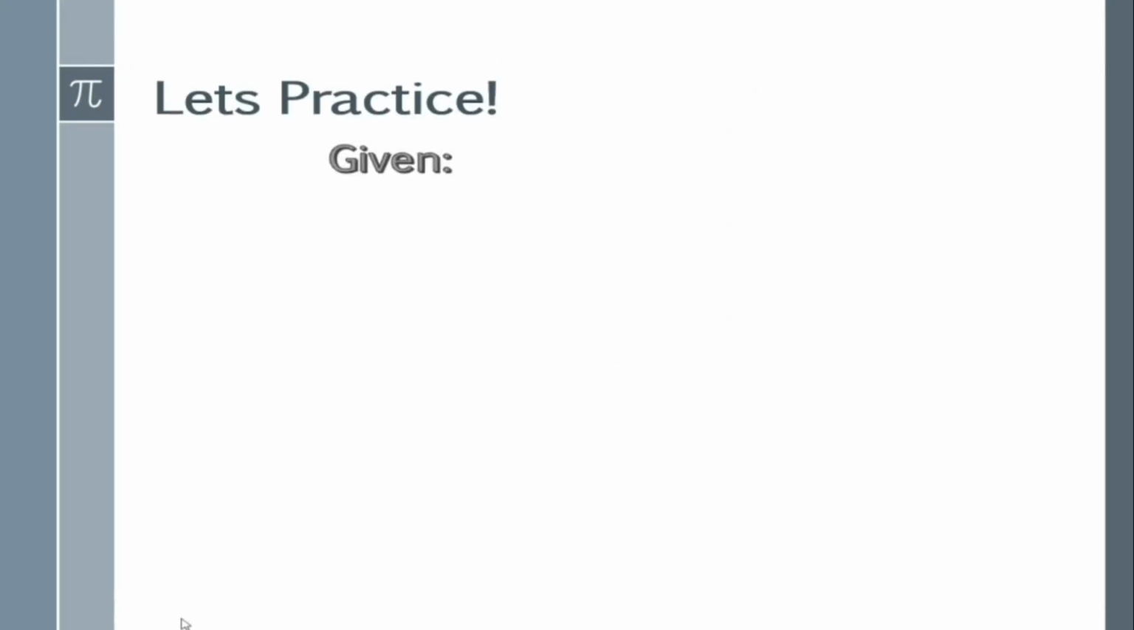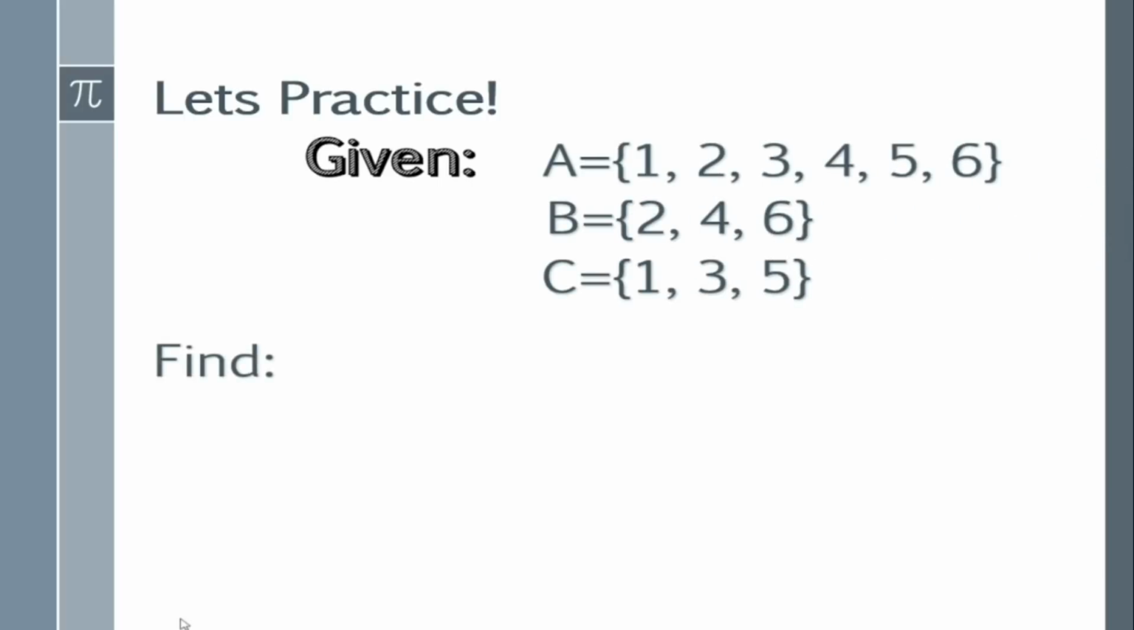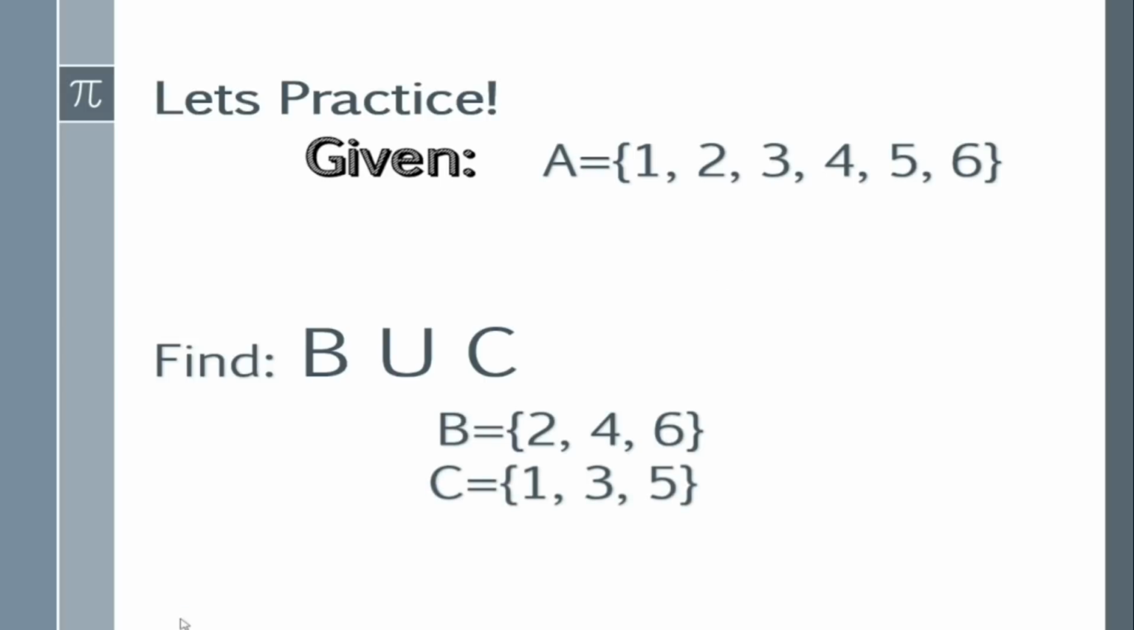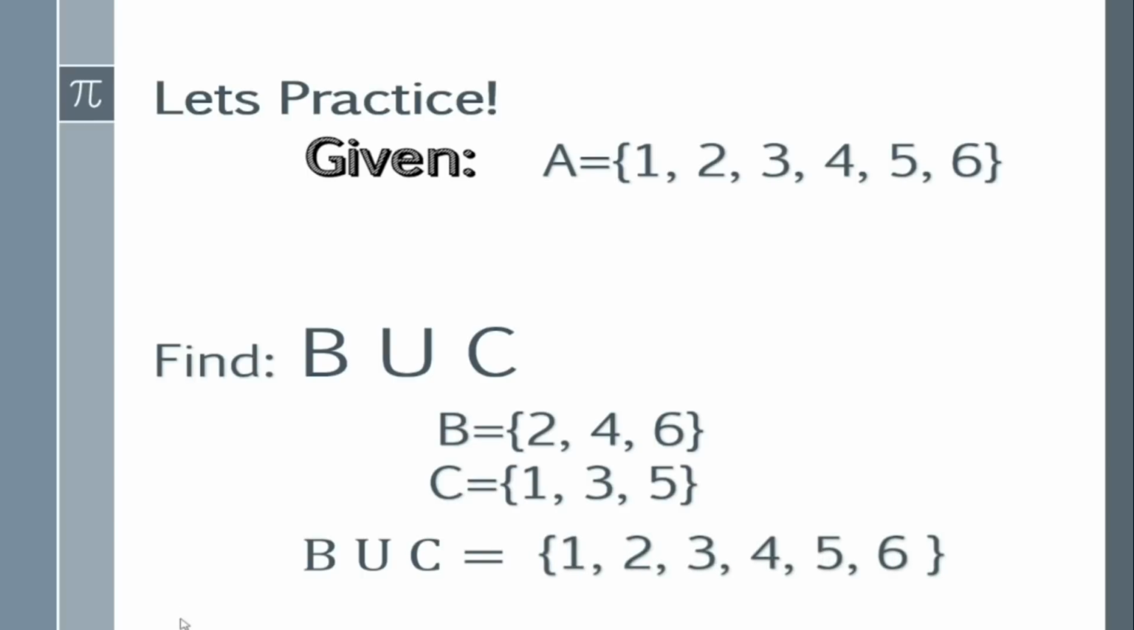And for our last example, we have the following. And we're going to find B union C. B union C, we have set B contains the element 2, 4, 6, and C contains the element 1, 3, 5. If we're going to get the union of a set, we're going to combine all the elements. So we have here 1, 2, 3, 4, 5, and 6. As you can see, 1, 2, 3, 4, 5, and 6 is the same with set A. Therefore, we can also write here B union C is equal to set A.